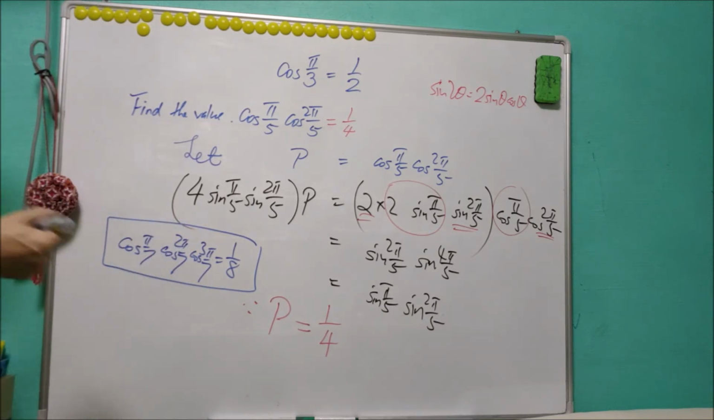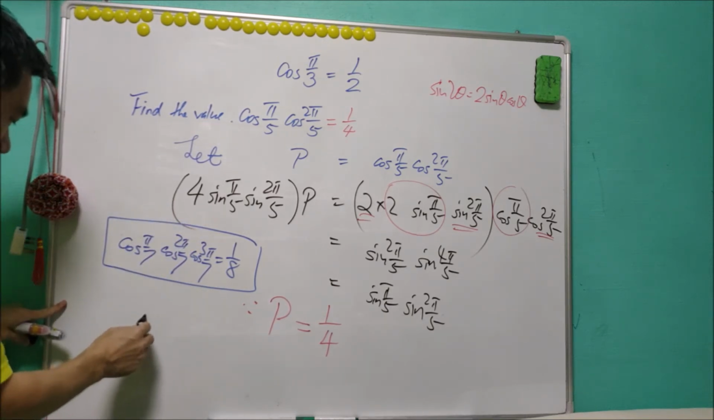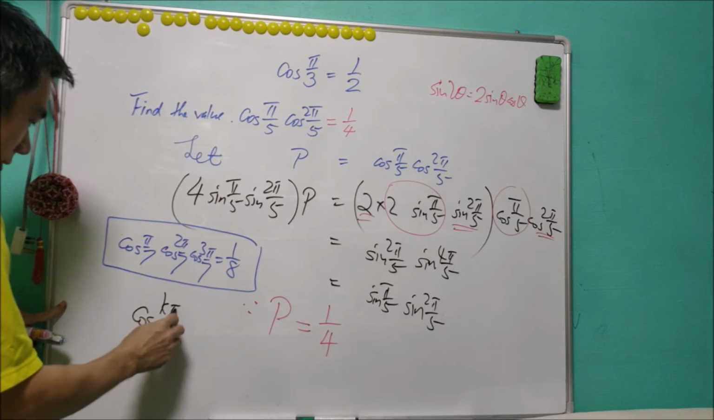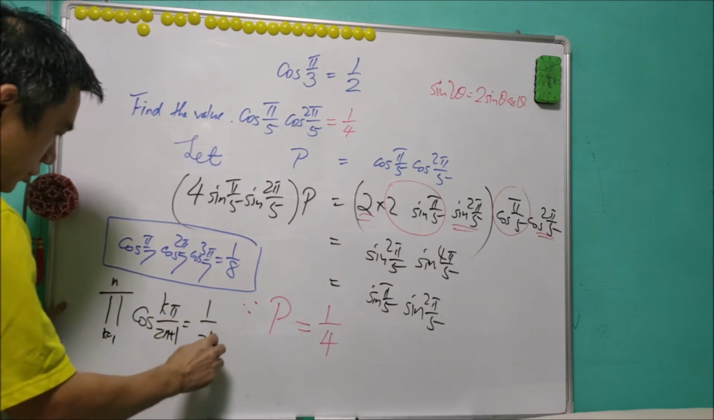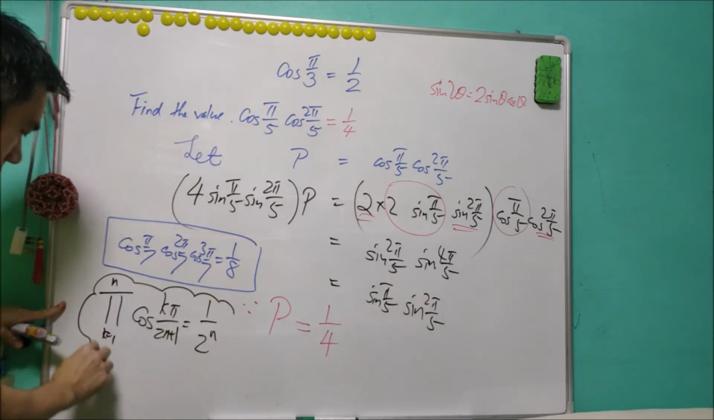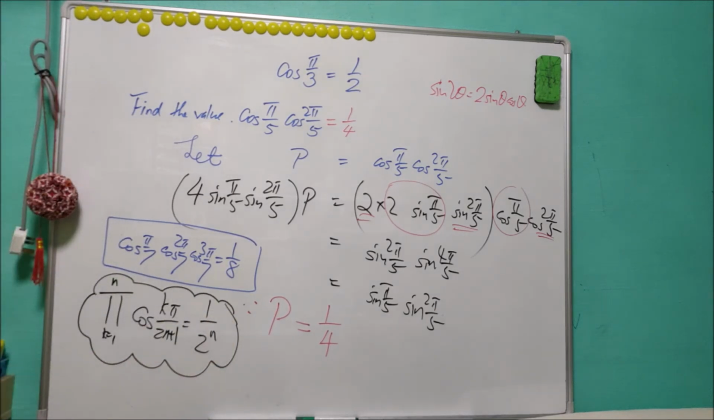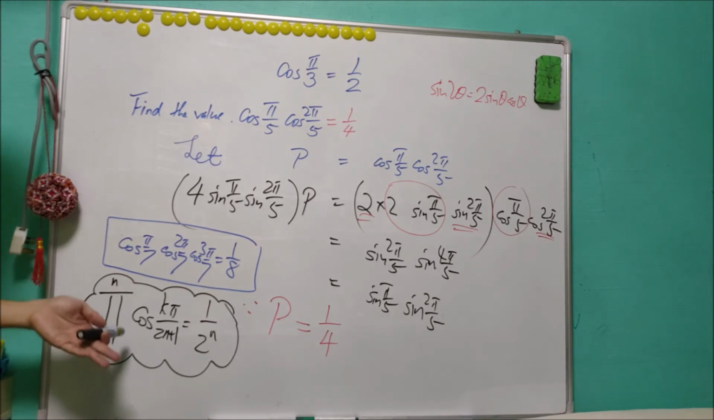So with this, we will know that the product of cosine k pi over 2n plus 1 will be equal to 1 over 2^n. Okay, so this is a very nice result, and it is not difficult to prove.